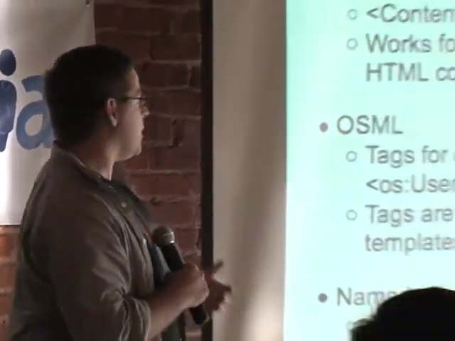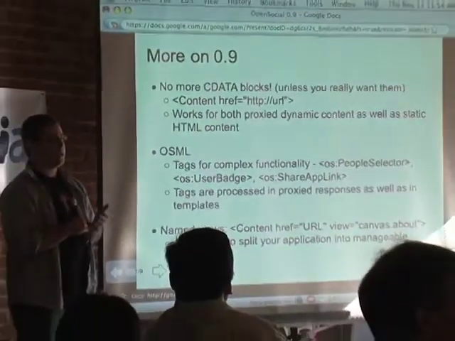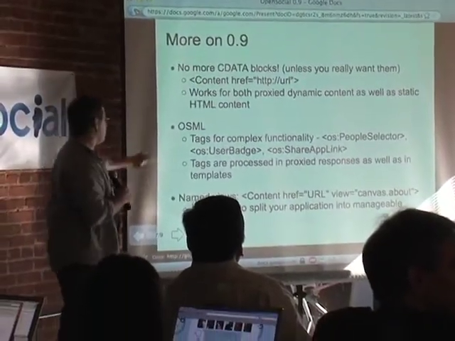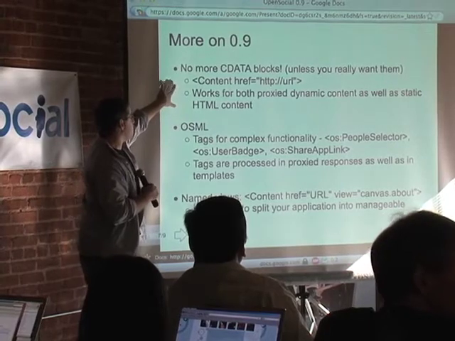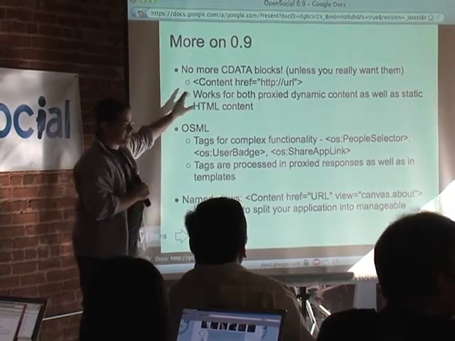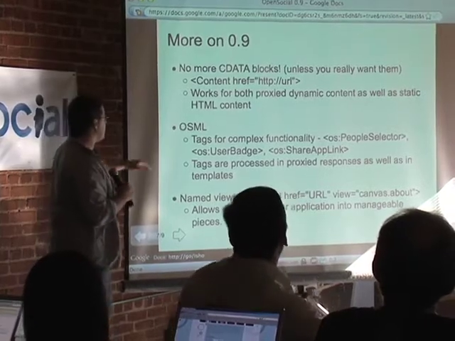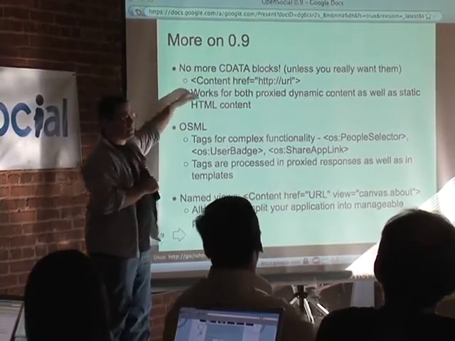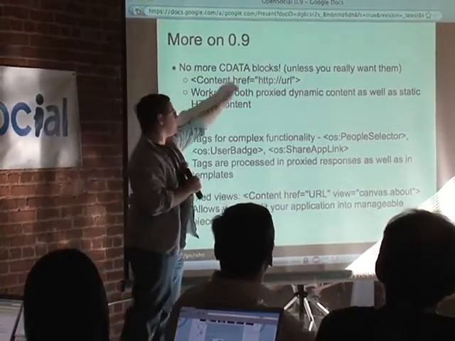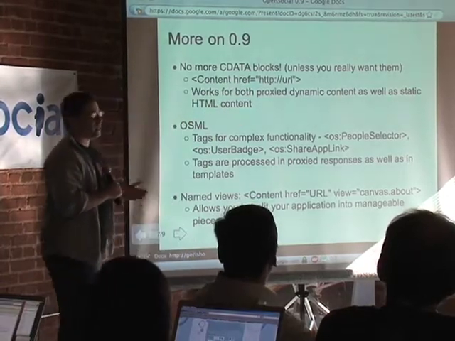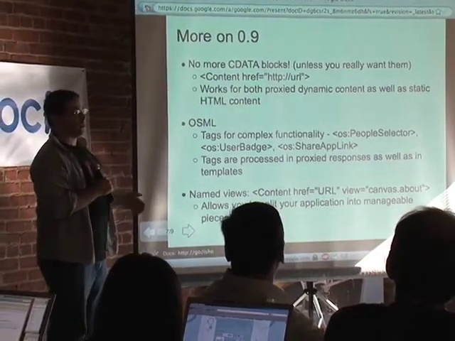So those are the two features we're really excited about, and I think it's the best way to explain how it works from the developer perspective, but there are a number of other features in 0.9 that will make your lives easier. One big one, which I touched on up there, is no more CData blocks, unless you really like adding CData in the content section. So even with static content, that syntax where content href equals URL works with both dynamic content, where you're rendering requests every time, as well as static content.